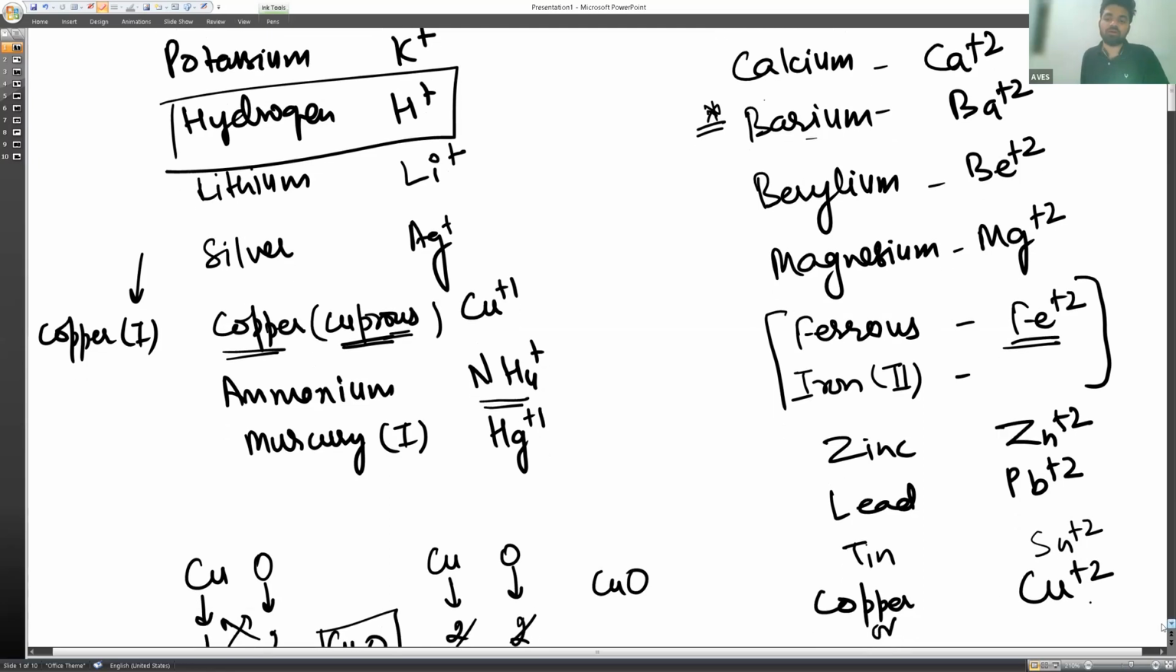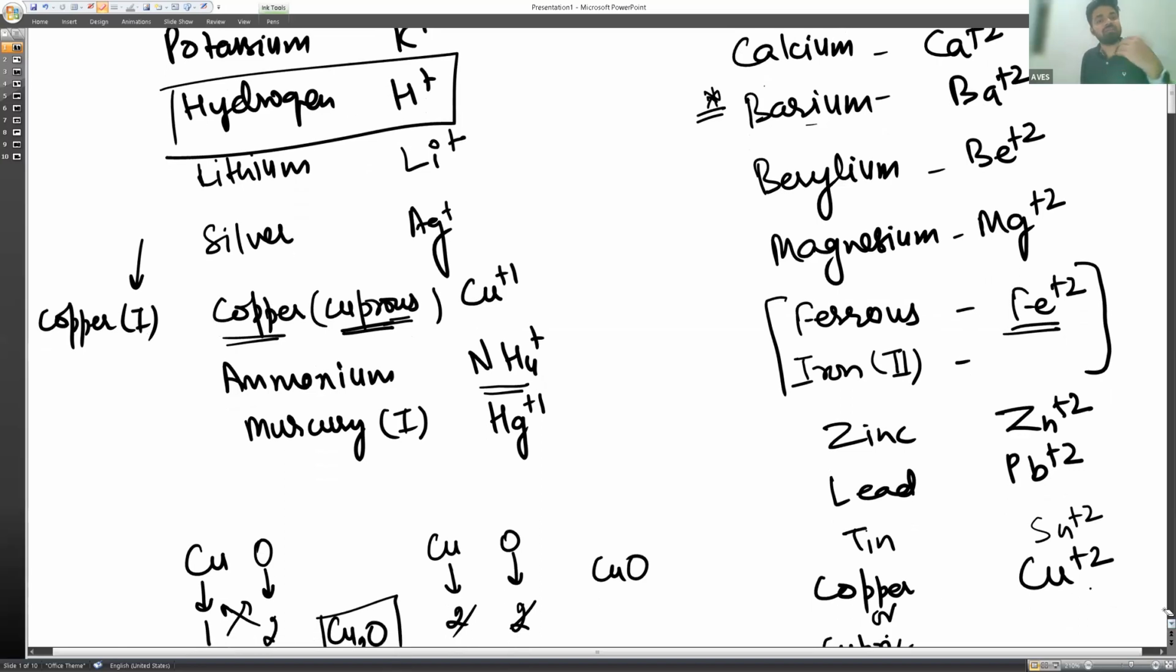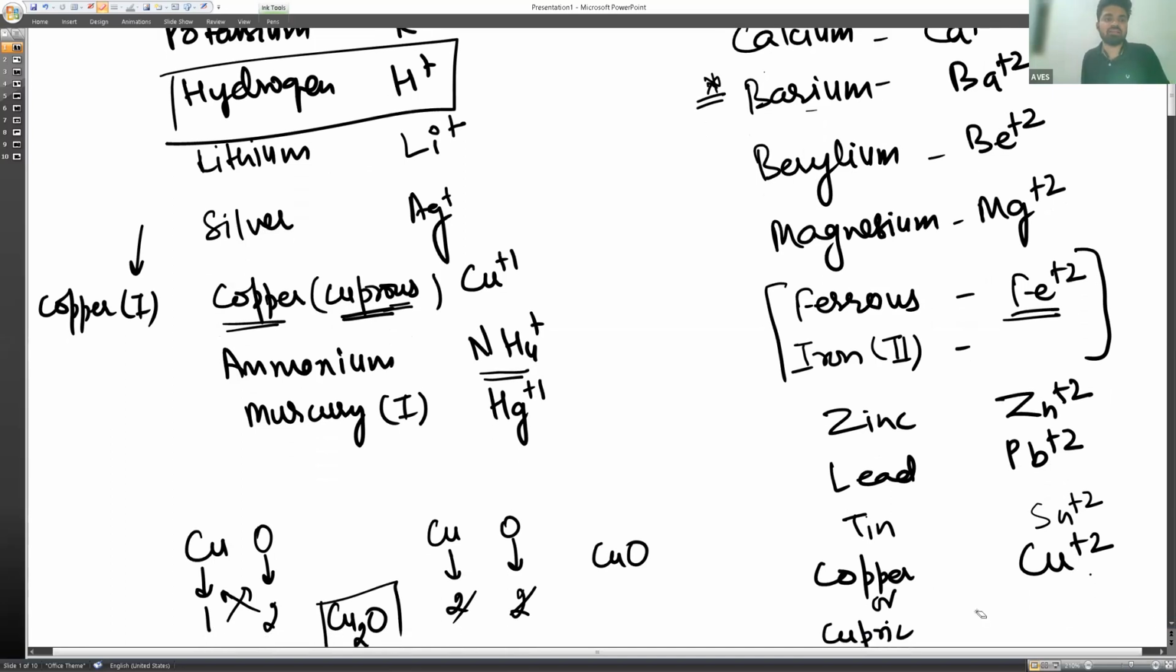And then copper has 1 in one case and 2 in another. Generally the valency of copper is 2. When it says copper sulfate, copper nitrate, copper something, we take copper as valency 2. This ion is also known as cupric. Copper or cupric. Okay. First note it down, then I am going to explain it. Write each and every word.